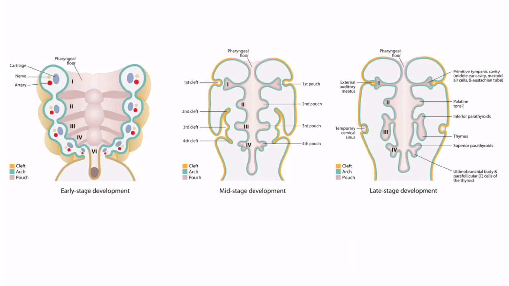All right, now that we've discussed the pharyngeal clefts, let's move on to discuss the pharyngeal pouches. Again, these make up the inner portion of the pharyngeal apparatus, which we can see right here, and recall that these are made of endoderm.